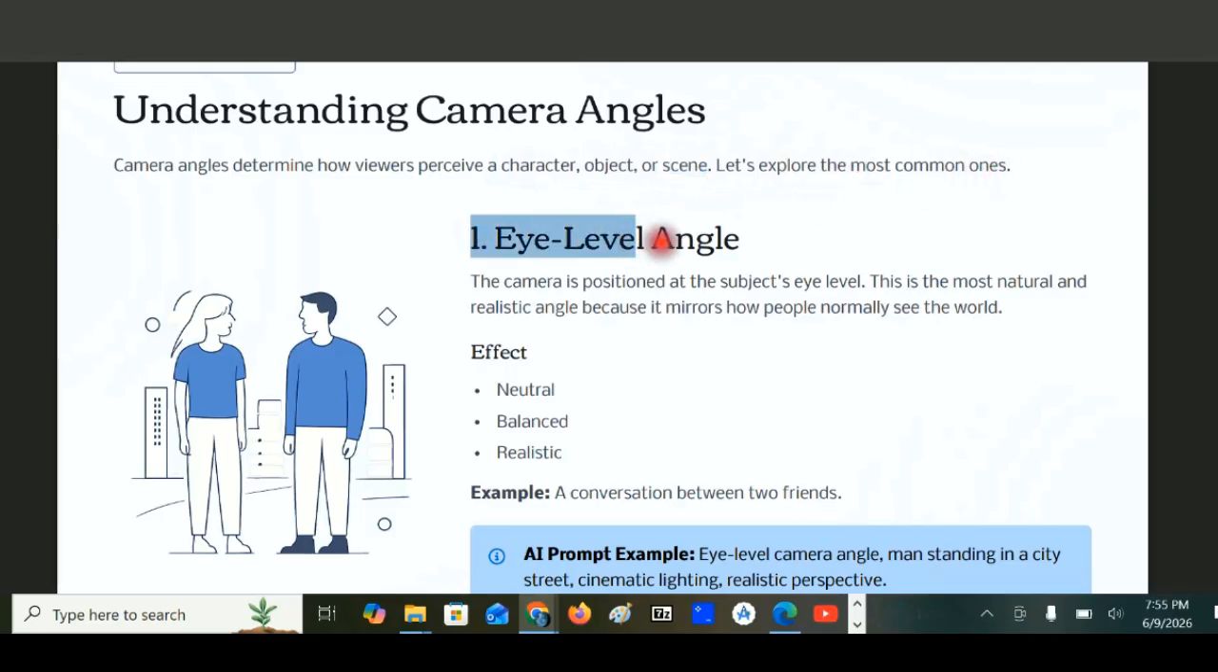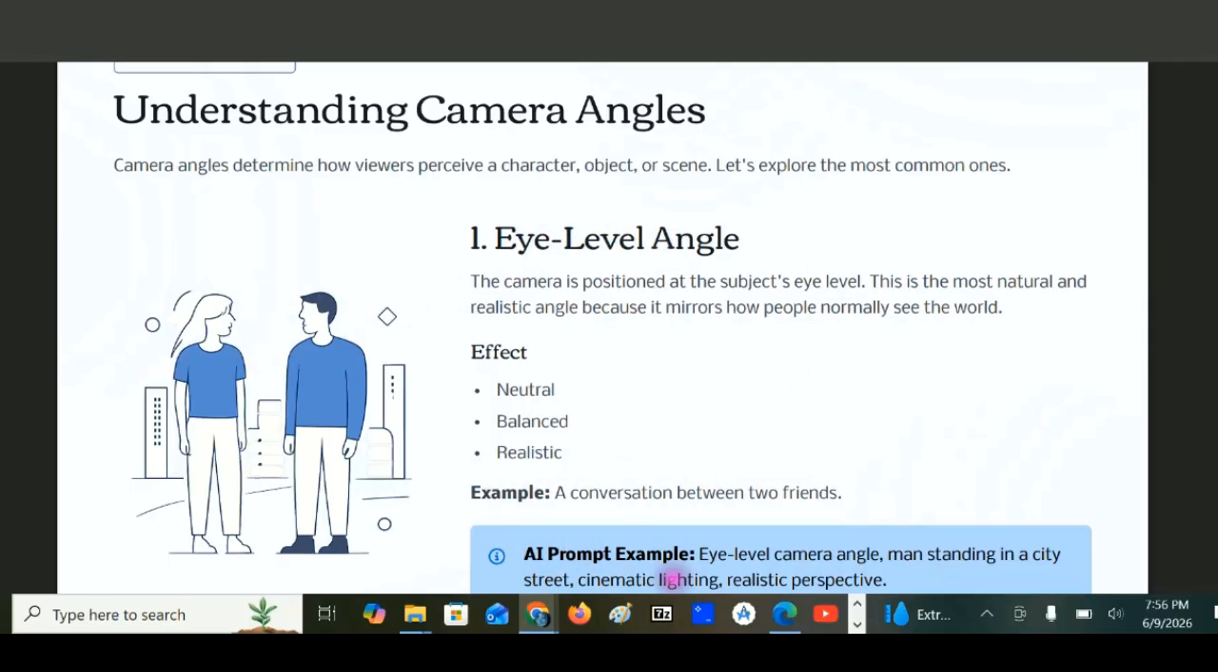Number 1, eye level angle. The camera is positioned at a subject's eye level. This is the most natural and realistic angle because it mirrors how people normally see the world. The effect is neutral and balanced. Example, a conversation between two friends is an eye level angle.